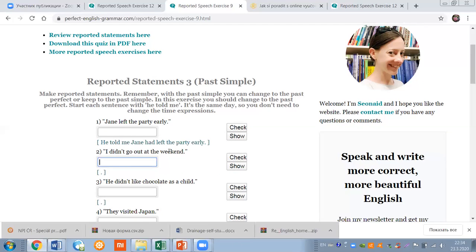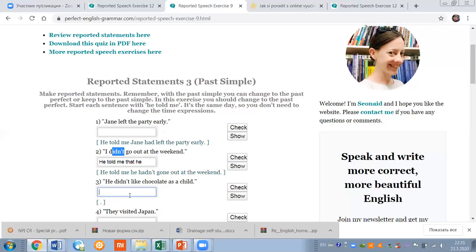I didn't go out at the weekend. So we can write here, he told me, and then we need to decide how to change this form. What do you think? He told me that he... how to change "didn't go" to past perfect. It would be "hadn't gone". Yes, "gone" is the third form of go: go, went, gone. We choose the third form, and "didn't" is changed to "hadn't".